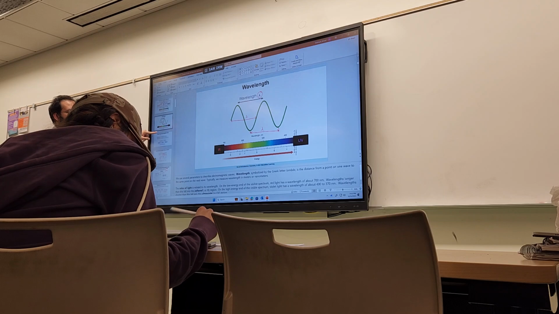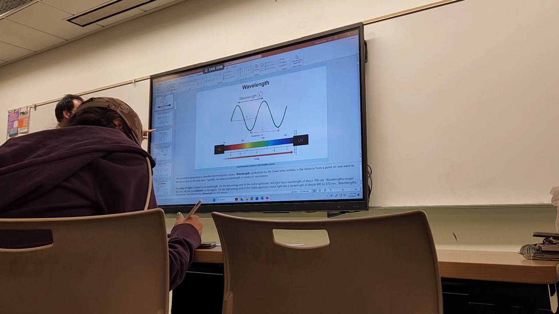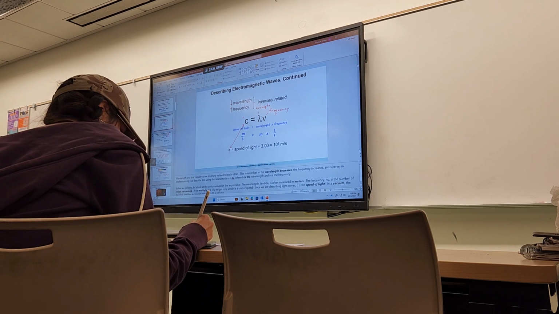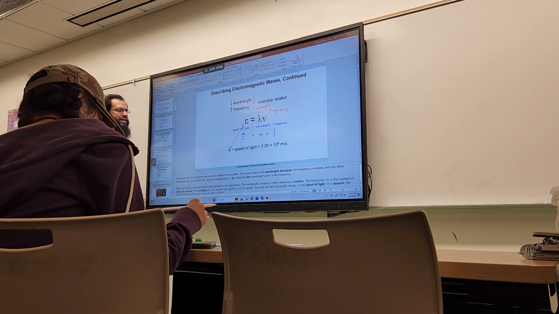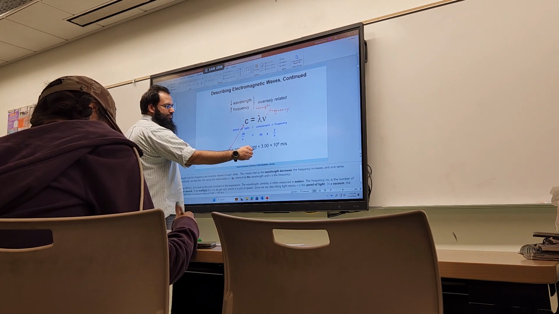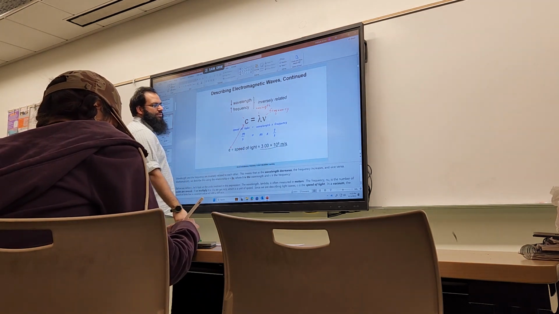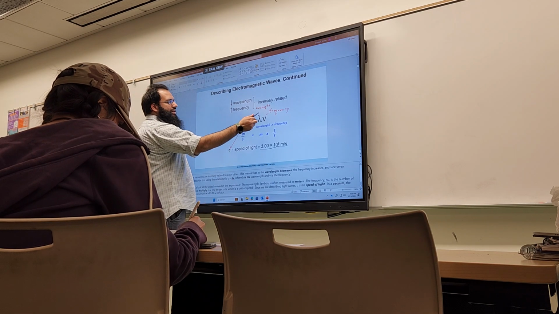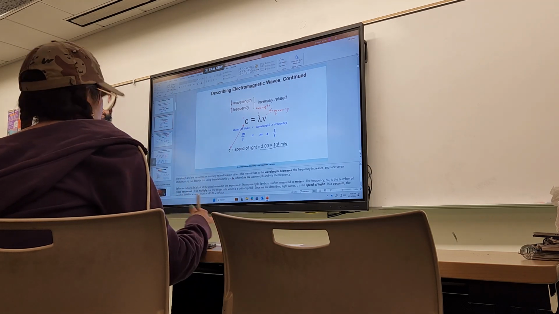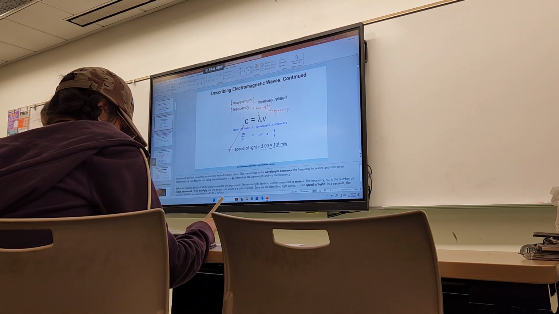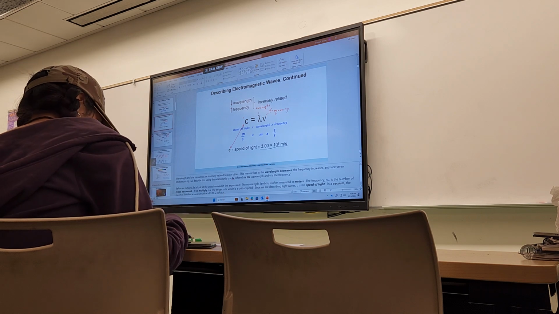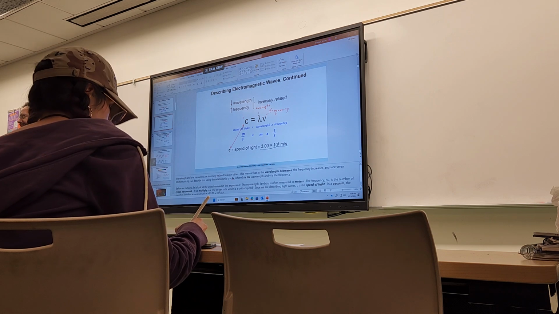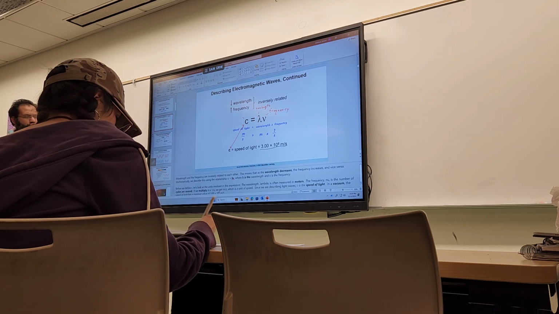Now we have our wavelength, which determines the color of anything that we see. And this is our equation that relates our speed of light, which is a constant, exactly the same, always 3 times 10 to the power of 8, to our wavelength and our frequency. Since the speed of light is the same, wavelength and frequency have to balance each other out. If one goes up, the other has to come down. We call that an inverse relationship.